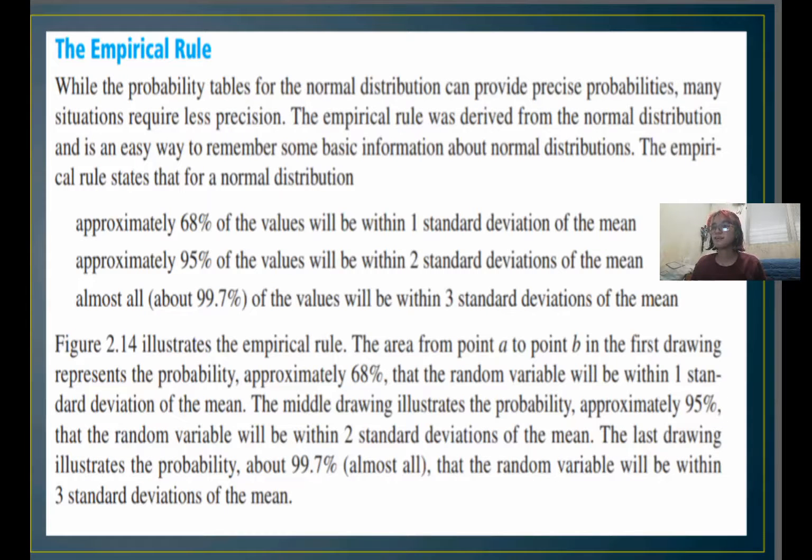The probability tables for the normal distribution can provide precise probabilities, but many situations require less precision. The empirical rule was derived from the normal distribution and is an easy way to remember some basic information about it. The empirical rule states that for a normal distribution, approximately 68% of the values will be within one standard deviation of the mean, approximately 95% within 2 standard deviations, and almost all, about 99.7%, within 3 standard deviations of the mean.